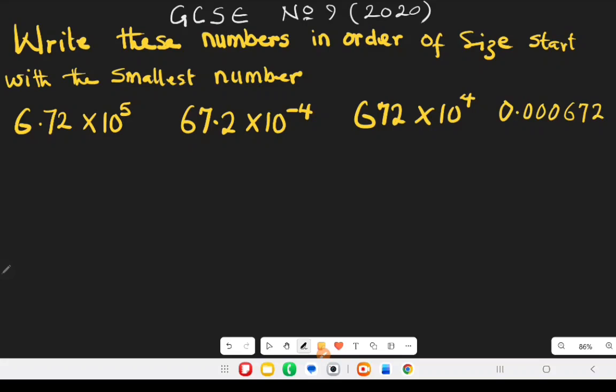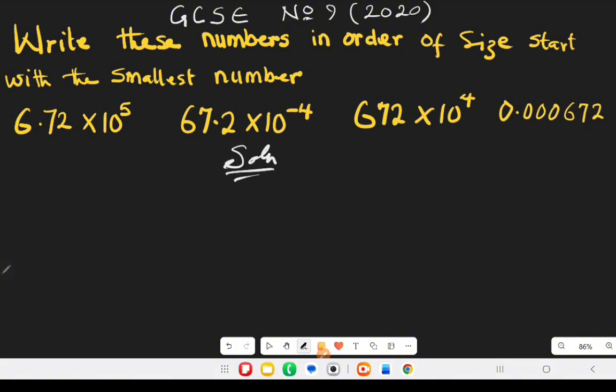This is GCSE question number 9, 2020. Write these numbers in order of size. Start with the smallest number. We have 6.72 times 10 raised to the power of 5, 67.2 times 10 raised to the power of minus 4, 672 times 10 raised to the power of 4, and 0.00067. What we do, we say solution.